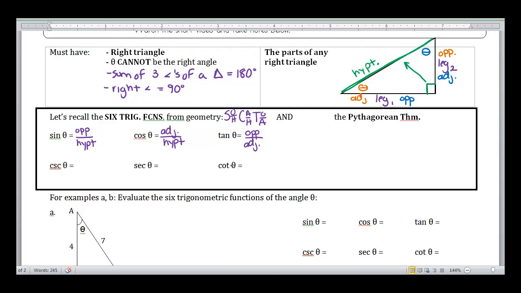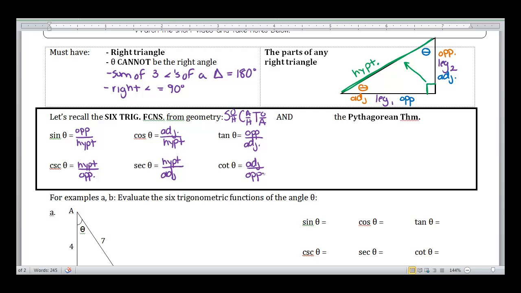Cosecant, secant, and cotangent are all reciprocal identities with the one above. Reciprocal just means we flip-flop. And so in the cosecant, I want to divide the hypotenuse by the opposite side length. Secant is the hypotenuse divided by the adjacent side length. And cotangent is the adjacent side divided by the opposite side.